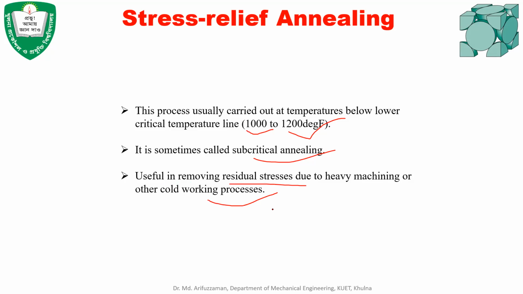Let's say you have done cold rolling on some steel sheets, and then you need to remove the residual stresses to do more hot working processes. Then you do the stress relief annealing. You just heat it up to 1000 degrees Fahrenheit, keep it for some time, and then cool it slowly so that the stresses become relieved.